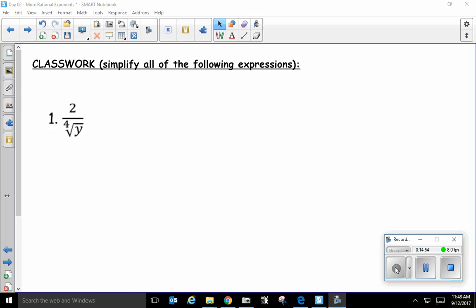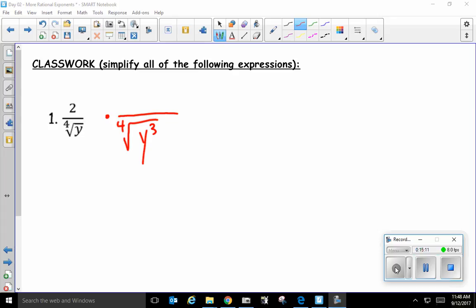That's fantastic. All right, let's talk about number 1 here. So what am I going to multiply the numerator by, or excuse me, the denominator by? What has got to be the power to that? It's got to be the fourth root of y to the third. The roots have to be the same, and they are. That way, the root stays the same.